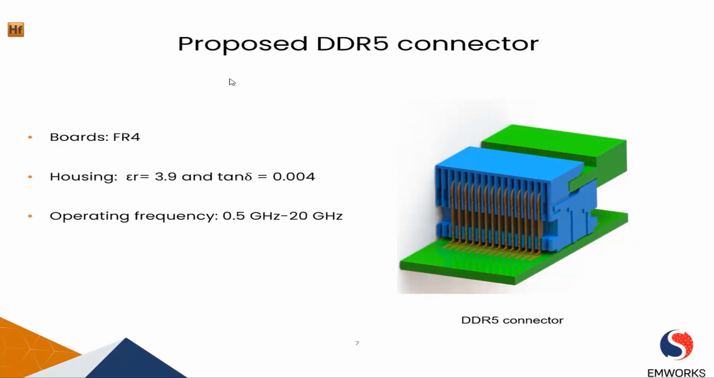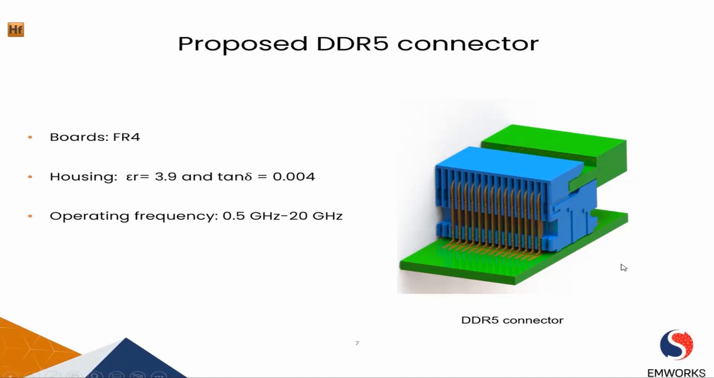Alright, so now let's look at the case study of a DDR5 connector. On the right, we can see an image of the DDR5 connector. The boards are made of FR4 material, which has a permittivity of 4.4 and a loss tangent of 0.02. The blue part, which corresponds to the housing, has a permittivity of 3.9 and a loss tangent of 0.004. The brown lines correspond to the traces of the pins. The connector is simulated from 0.5 GHz to 20 GHz.